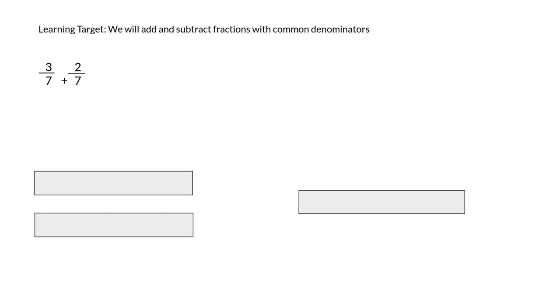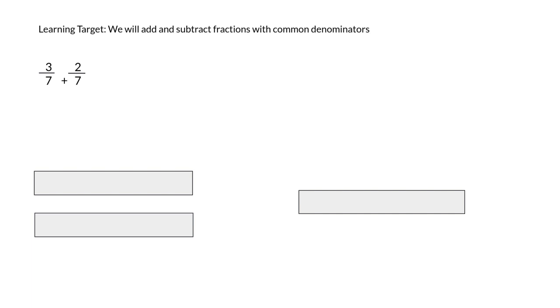We're going to start this week working on some more fraction learning targets. Our learning target for today is we will add and subtract fractions with common denominators. Our first problem we're going to practice on today is right on the screen, 3/7 plus 2/7.